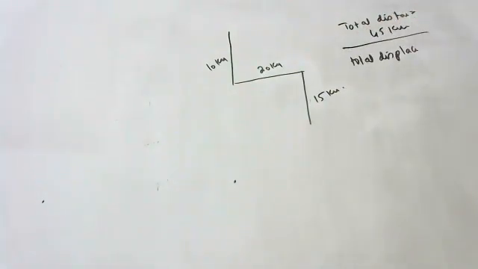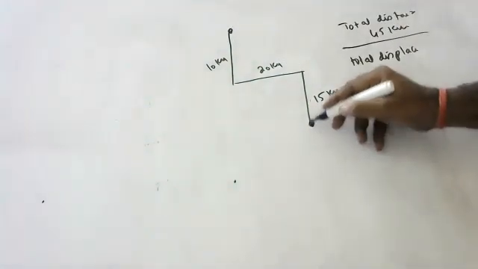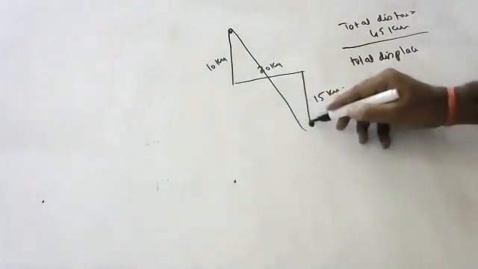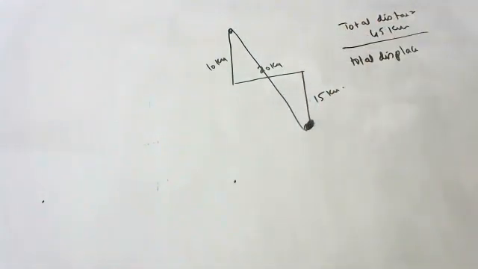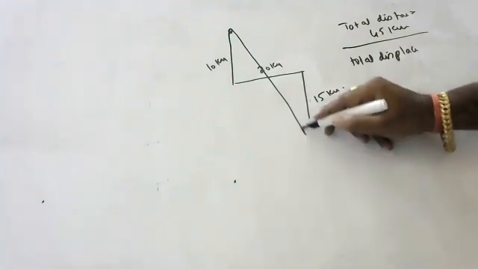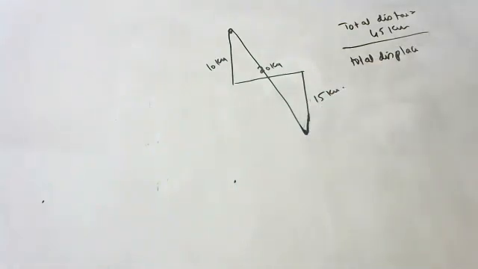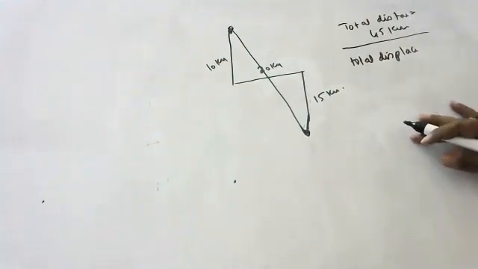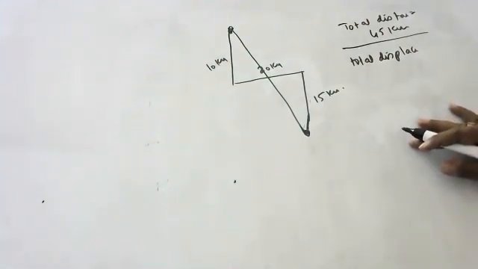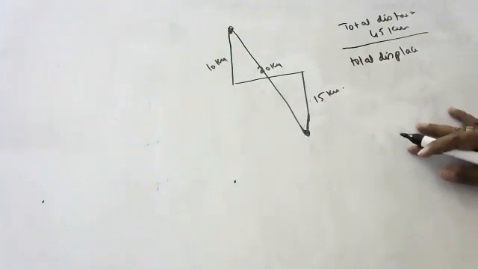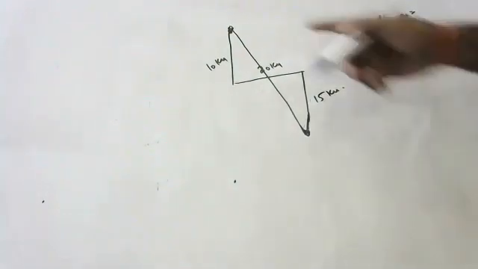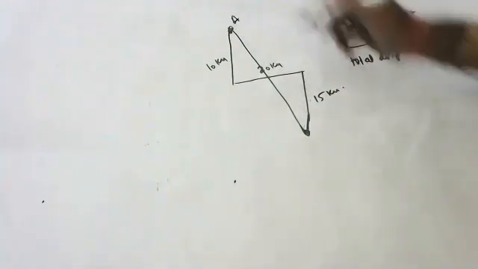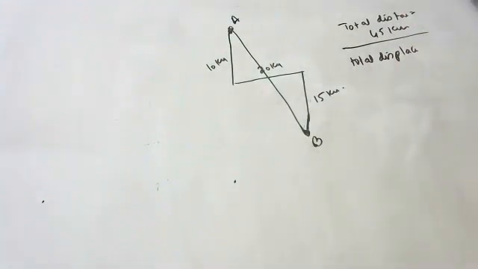What is the total displacement? So we need to join, sir. What do you want to join? That point and that point. Okay, join. Then what should we do? I want to find out from here to here. Anyone in the class, how to do it?